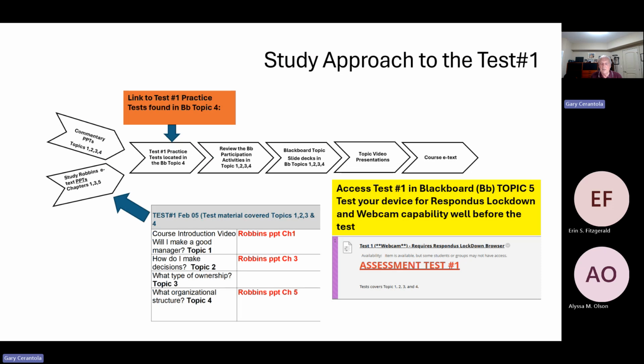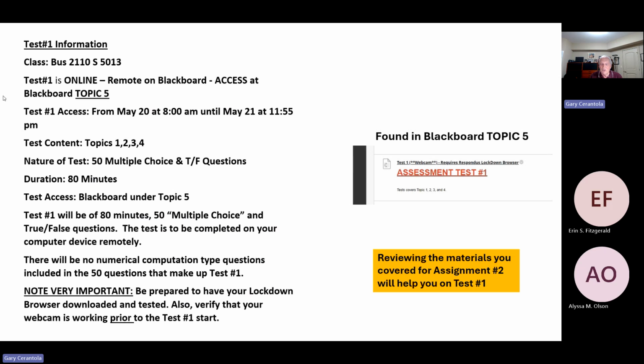You'll see it appear on May 20th, the day after the long weekend, at 8 a.m., and it'll be open until 11:55 the next day. All right. And again, it's 50 multiple choice and true and false questions, mainly multiple choice. The duration is 80 minutes. It will self-submit after 80 minutes, just so you know that. And there'll be no numerical computation type questions. It's basically all theory that you have to address.